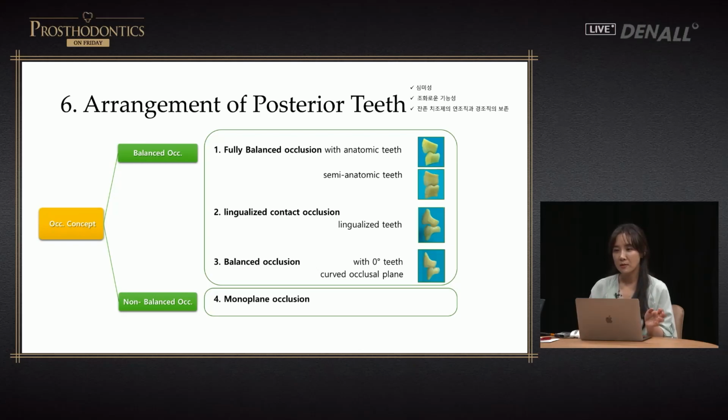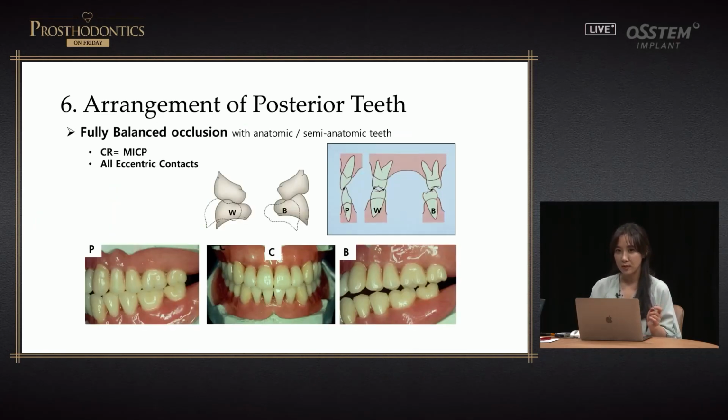And lingualized contact occlusion using the lingualized teeth, and balanced occlusion with 0-degree teeth. Lastly, this may sound unfamiliar, monoplane occlusion, which uses a neurocentric concept, but this is not achieving balanced occlusion. However, the 0-degree approach is achieving balanced occlusion even though they don't have cuspal incline, as you saw before with the Hanau quint, using other controlling factors.